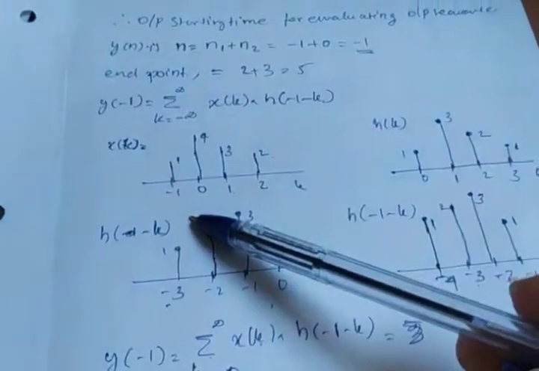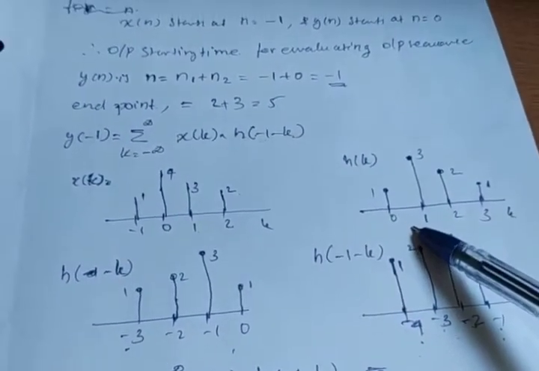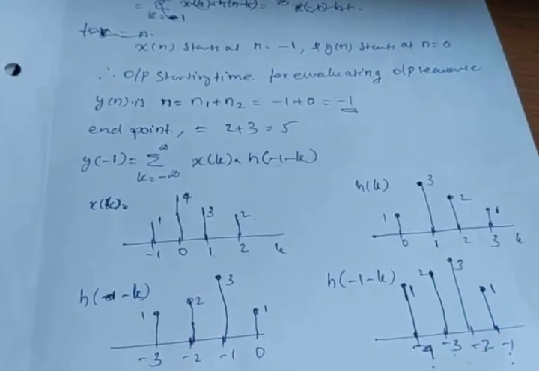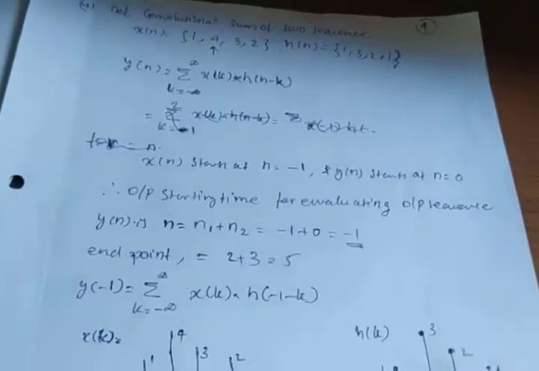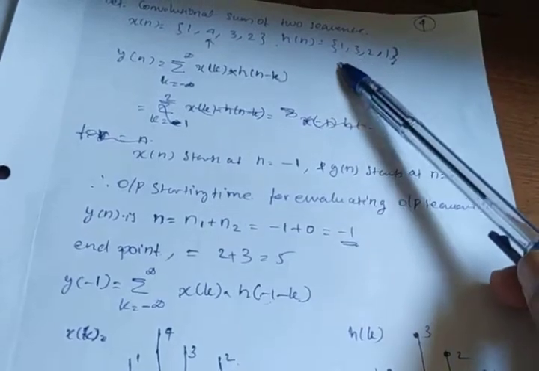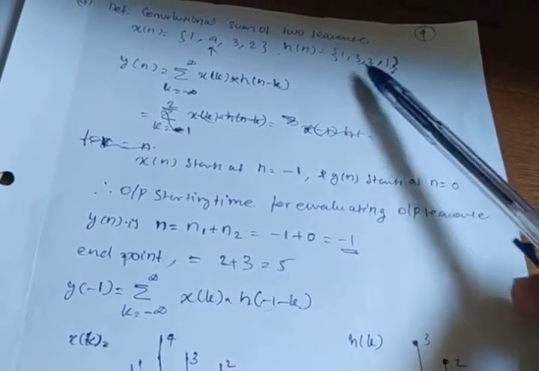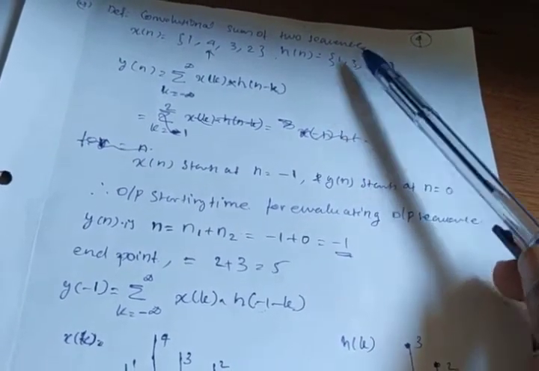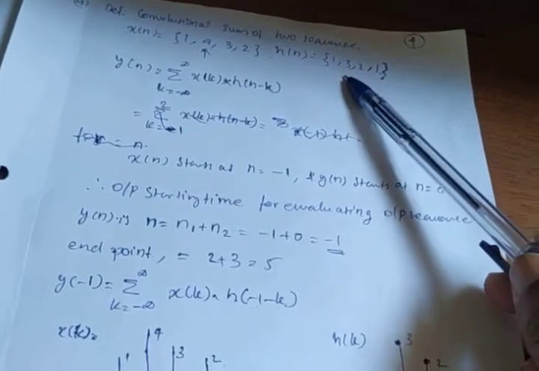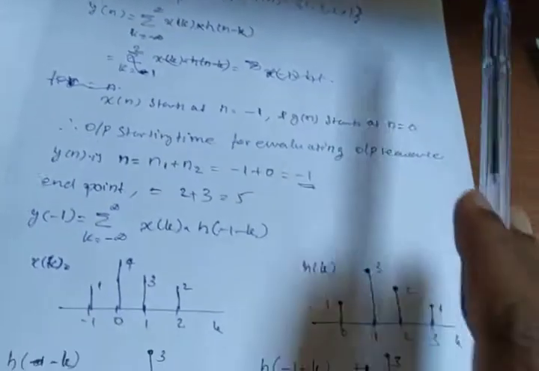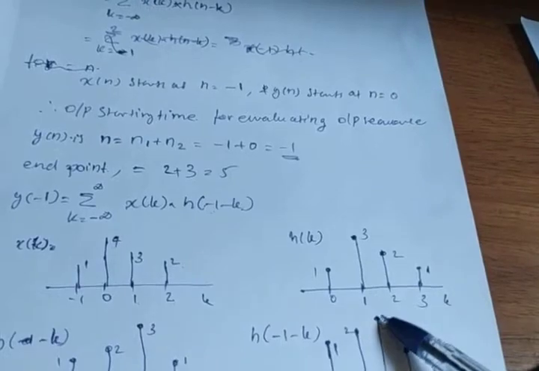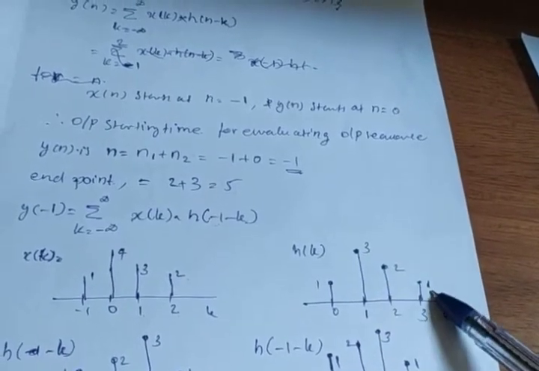So this is x of k. How to draw h of k? H of k, you also know, starting at 0. At the 0th position it has a value 1, at the first position 3, at the second position 2, and at the third position 1.